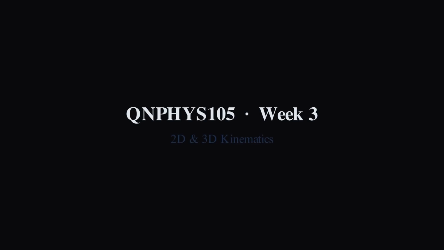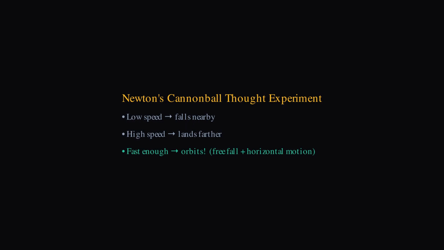In 1687, Isaac Newton posed a thought experiment that changed how we understand the universe. Imagine a cannon at the top of a very tall mountain, he said. Fire a cannonball horizontally. It travels forward and falls to the ground. Fire it faster, and it travels farther before landing.